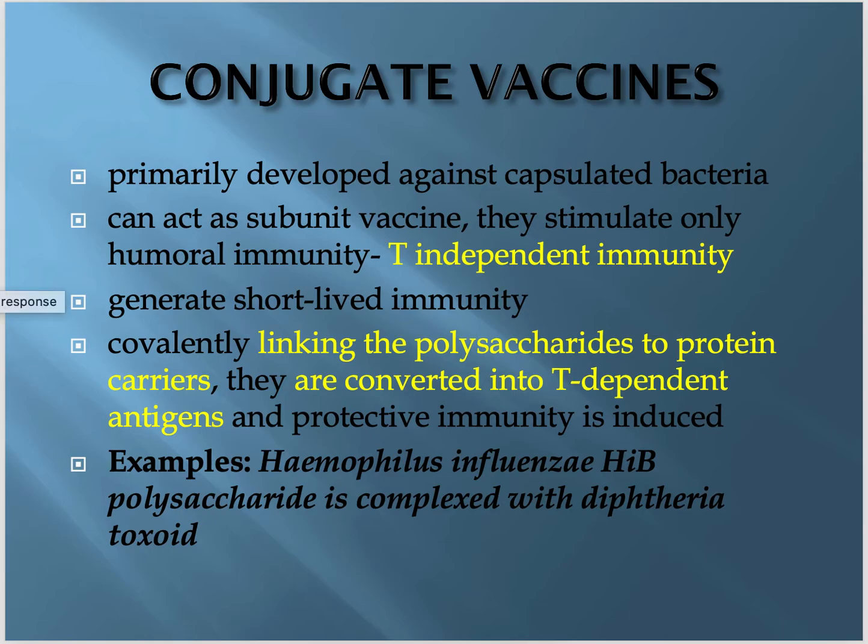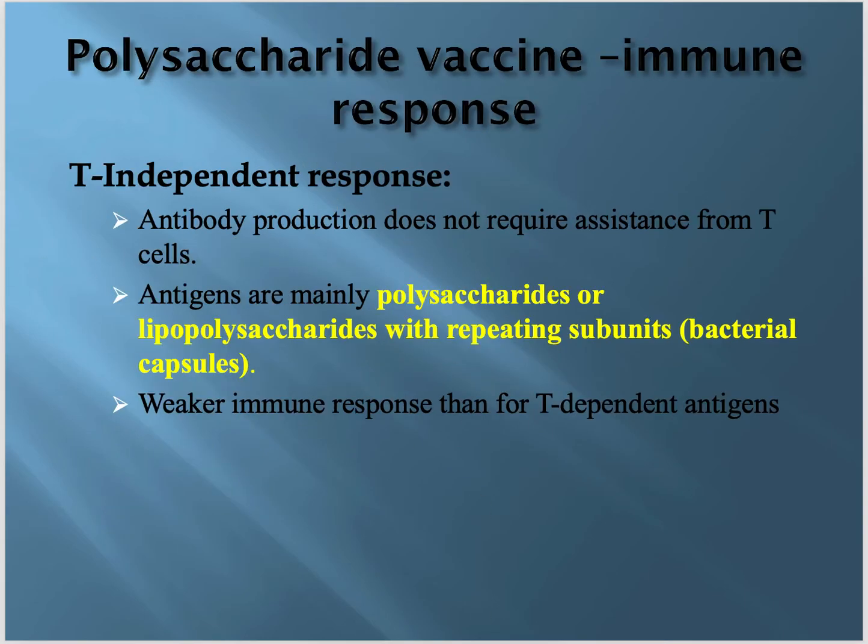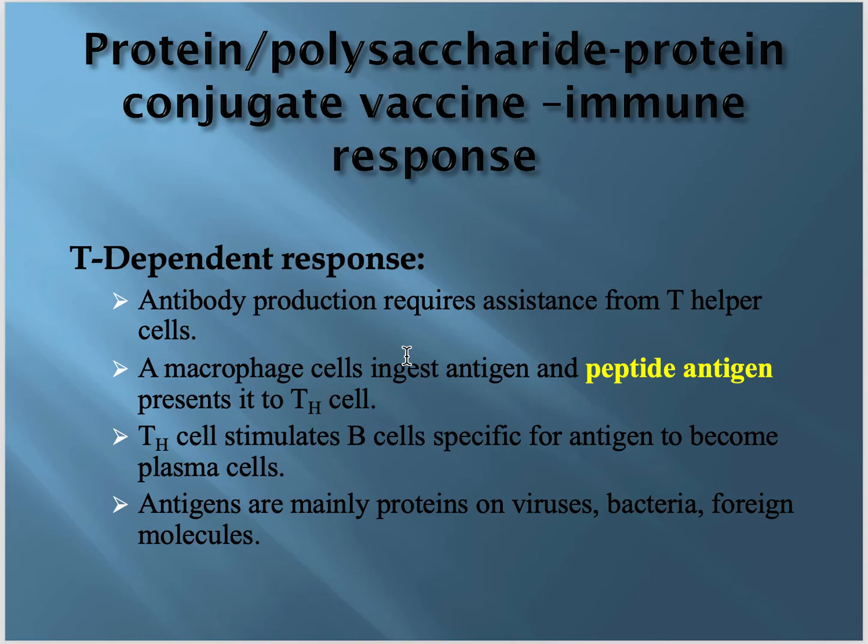So as I said, the polysaccharide vaccines induce a T independent response. Okay, so what does T independent response mean? Antibody production does not require assistance from T cells, and these kinds of antigens are mainly polysaccharides or lipopolysaccharides with repeating subunits on bacteria. As a T independent response, they usually produce a weaker immune response in comparison to a T dependent response.